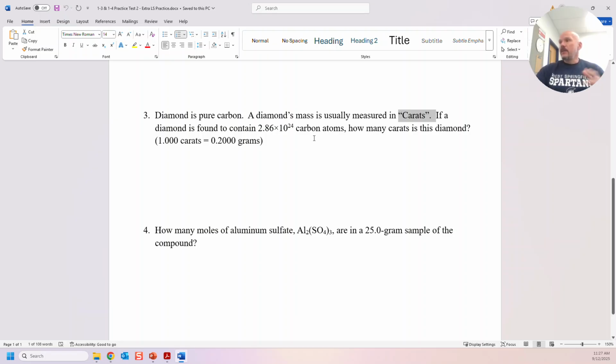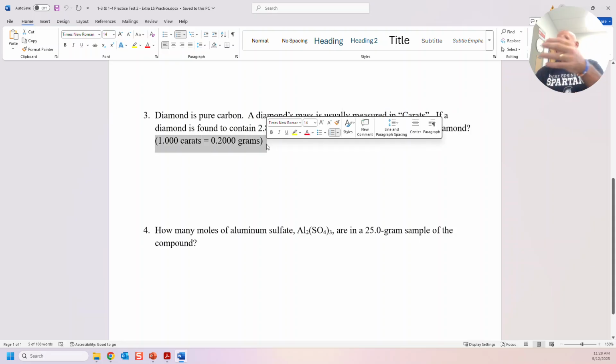And this is not something you'd have to memorize or anything, but you're told that 1 carat is equal to 0.2 grams. So we're going to end up using this equality to convert grams, once we get grams of carbon, to carats. Okay. But the first thing we have to do is go from atoms to moles, and then we'll go from moles to grams. And then once we have grams, we can use this to go from grams to carats.